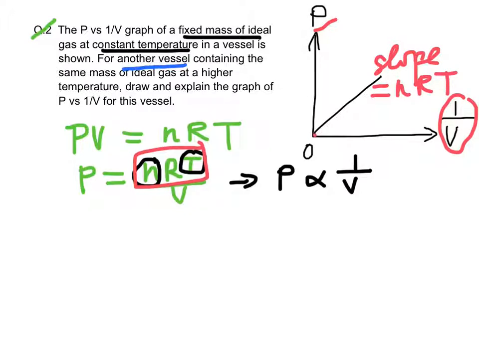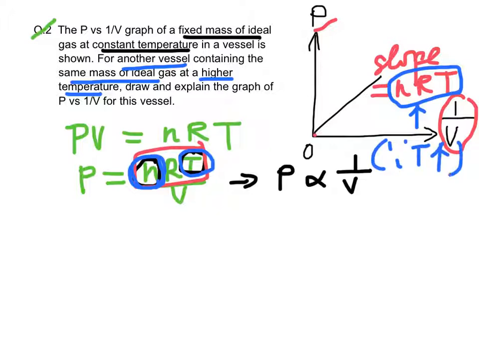For another vessel containing the same mass of ideal gas, that means the number of moles of gas is the same, but the temperature is higher. That means T increases to a higher value. Therefore, the slope of the graph, nRT, will increase because the temperature increases. As a result, the new graph will be a straight line passing through the origin with greater slope. For example, this one.